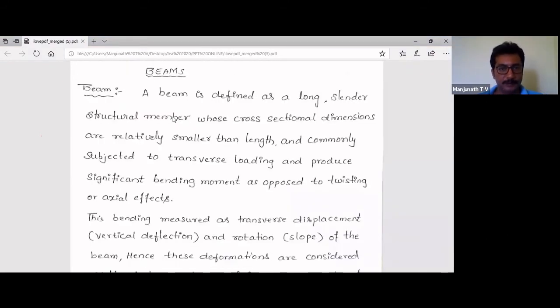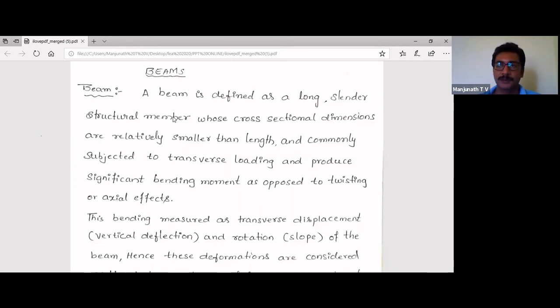In today's session we are going to discuss the beam: what a beam is and how we are going to do the analysis. Before doing the analysis, what is a beam? A beam is defined as a long, slender structural member whose cross-sectional dimensions are relatively smaller than the length, and commonly it is subjected to a transverse load.